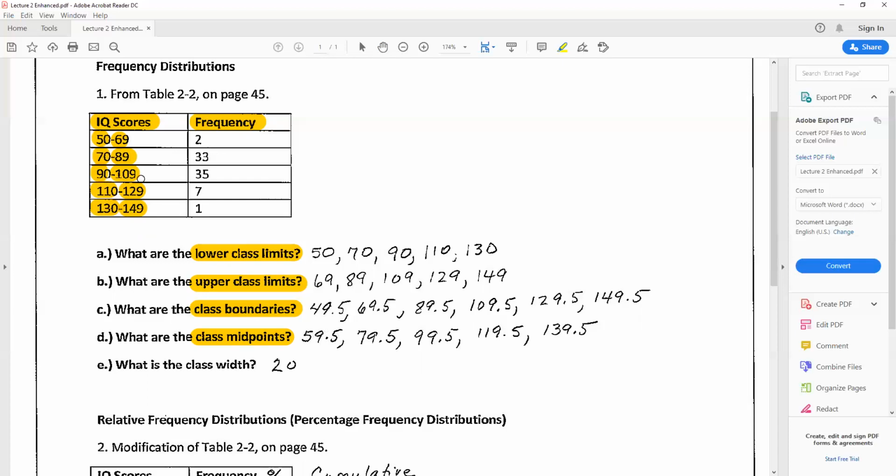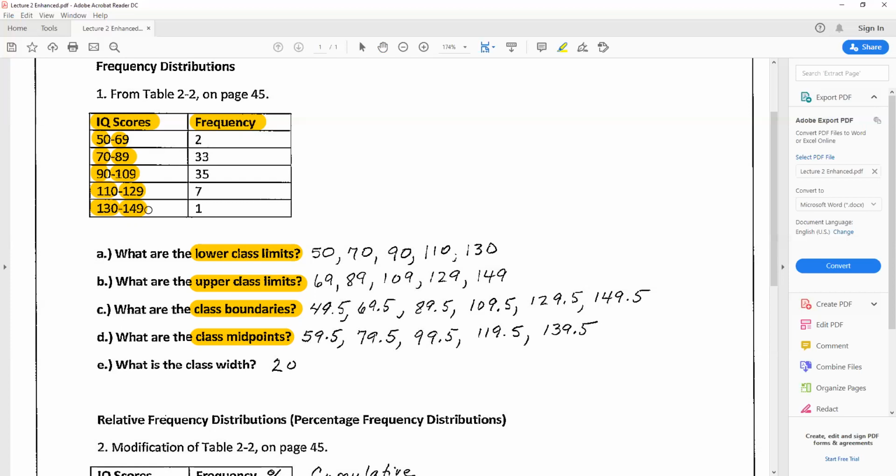Third row, 90 plus 109. Figure out that total, divide by 2, and you get 99.5. Row 4, 119.5. And then the last row, we would get 139.5.